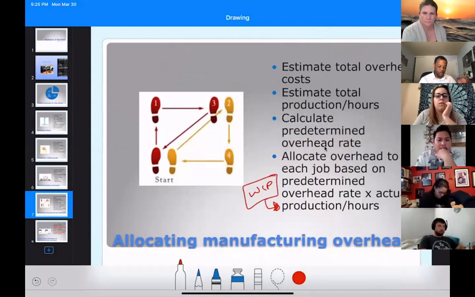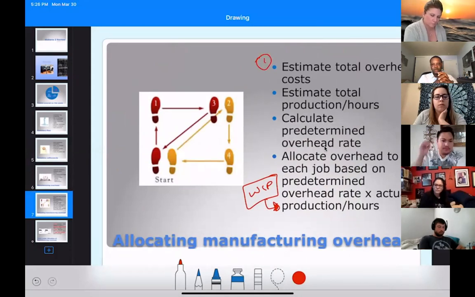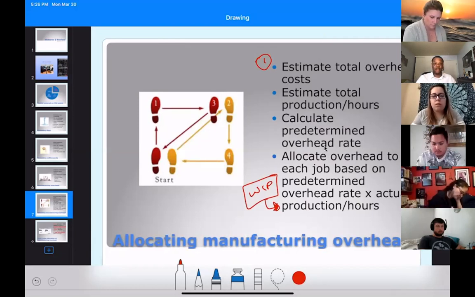So this was Alyssa's question. Where we do the four-step process, right? So this is how we allocate manufacturing overhead. It's going to be an estimate. First of all, we estimate what's our total overhead cost going to be probably for the month, maybe for the quarter, maybe for the year, right? We estimate out what it's going to be for a period of time.